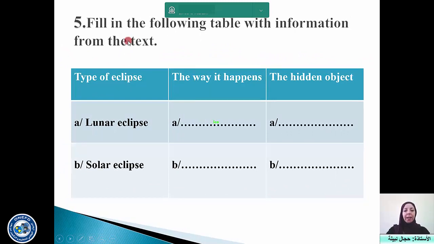This is also one of the activities, number 5, that can be given in exams. You fill in the table with information from the text. All right, it is part of the comprehension of the text. So in the first column you have the type of eclipse. In the second column you complete here with the way it happens. So how does the lunar eclipse happen and how does the solar eclipse happen? And what is the hidden object in each event? All right, so think of this a moment.